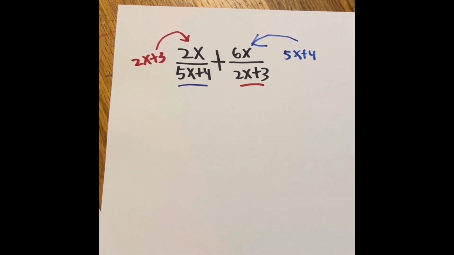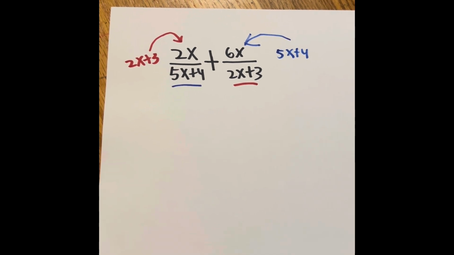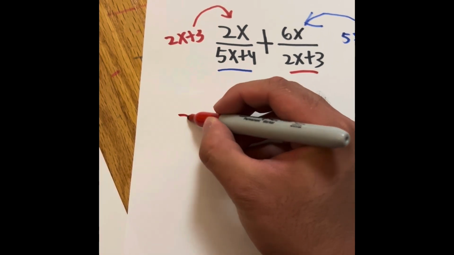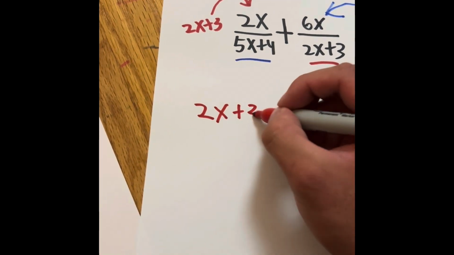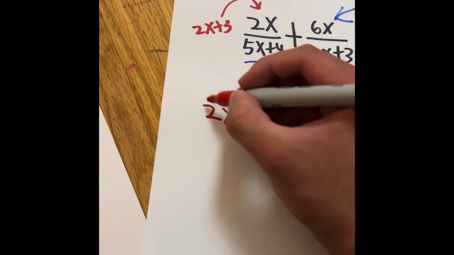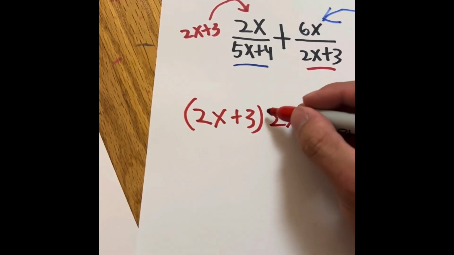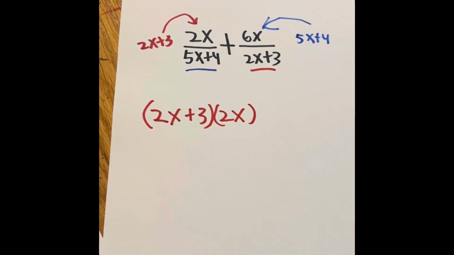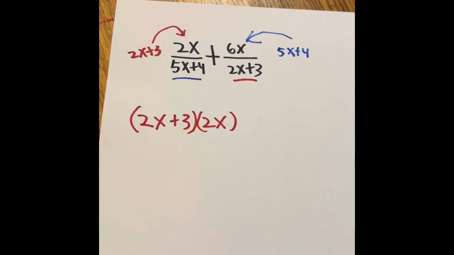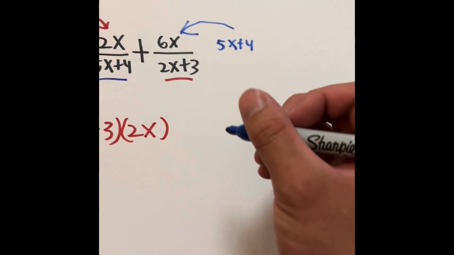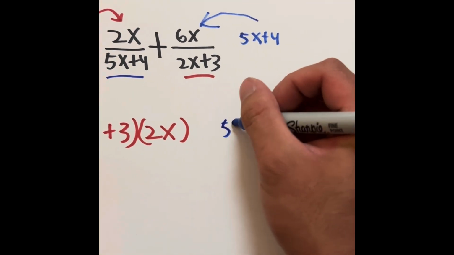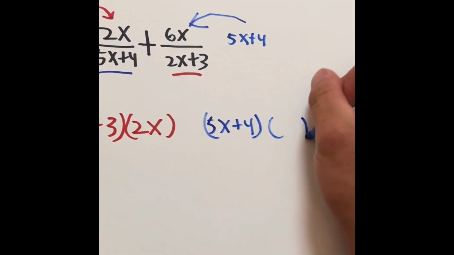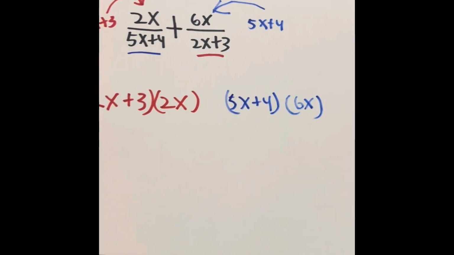There is going to be a new equation. The new equation is going to appear like 2x plus 3, but then we multiply it by 2x. That's because this and that, and we cancel that. If we take a look at the blue equation, then on the other side we are going to have 5x plus 4 in parentheses. Then we have to multiply by the 6x.